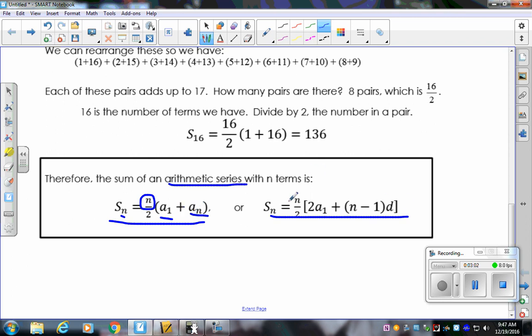Now over here, I don't need to know the last term. I only need to know how many numbers are in my pattern, the first number, and the common difference. Okay, so it kind of just depends on the information that you're provided, which one will be the better formula to use in each situation. Now, if you don't know the last number, you can always find it using the explicit formula so that you could use the first formula here, but that might just be a little bit more work.